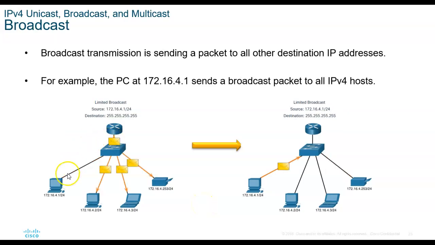When we have broadcast, it's 1 to everybody. We have an example here of 172.16.4.1 sending out to everyone on the network. And it's broadcasting even to the router. So the destination is 255.255.255.255. So it's 4 255s.